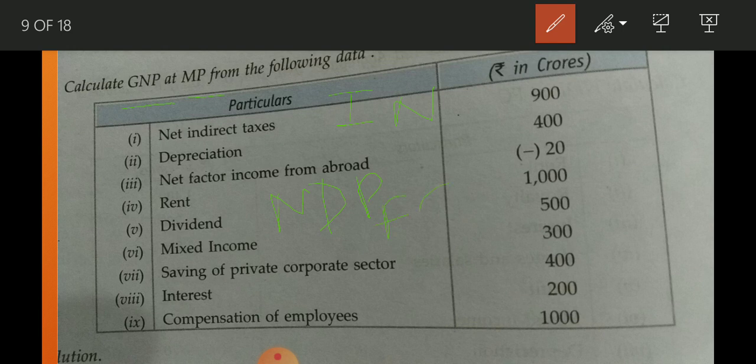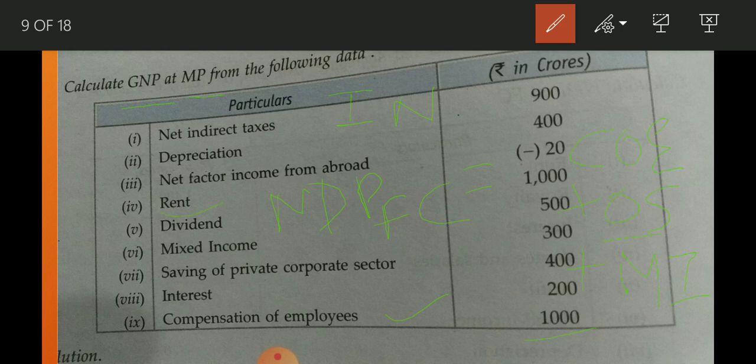NDPFC. How will we get it? When we add COE plus OS plus MI, mixed income. Here in the question, compensation of employees is given as 1000. Now operating surplus, its value is not given directly, so we have to calculate it. Operating surplus is the sum total of rent, interest, royalty and profit.